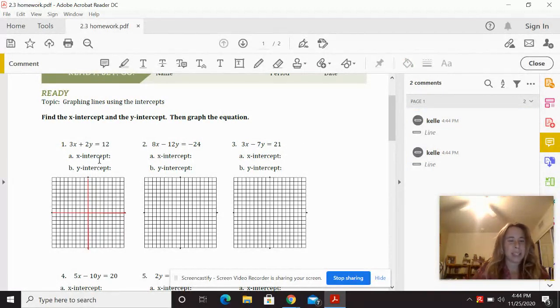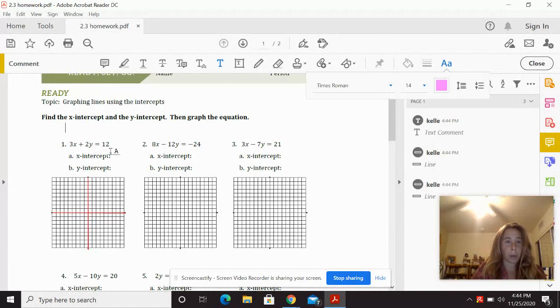So the x-intercept, that's where your graph crosses the x-axis. That means we're not up and down at all, right? Y is equal to 0. So when y equals 0, that is an x-intercept. So to find it, we're going to substitute 0 in for y.